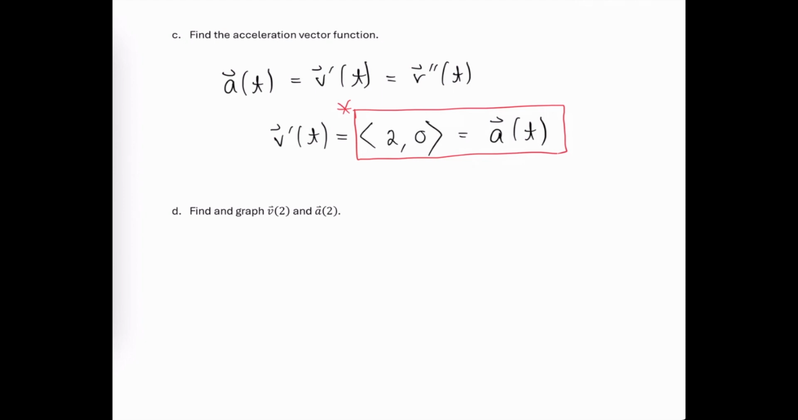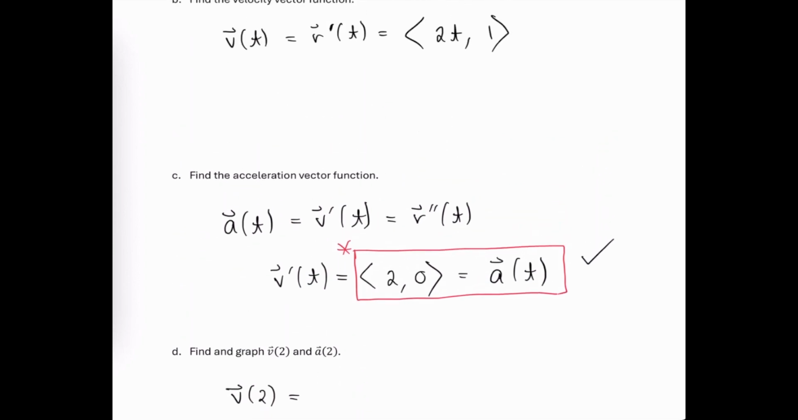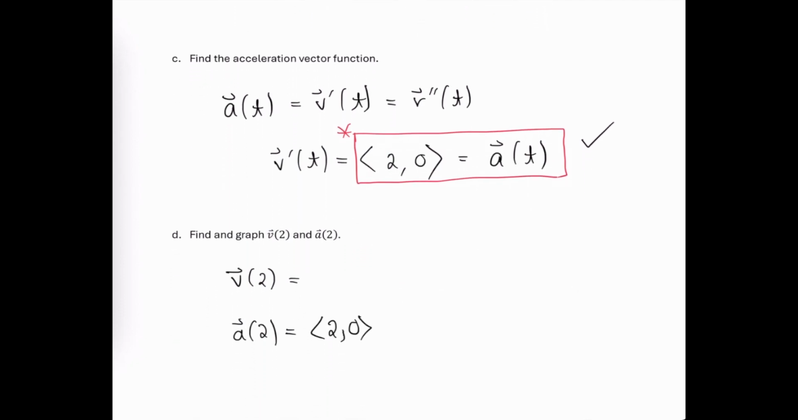Now, let's consider part D, where we are asked to find the velocity vector at time equal to 2 and the acceleration vector at time equal to 2. Well, we know that the acceleration vector is going to be the constant vector (2, 0), because it doesn't matter what we plug into the parameter when the acceleration vector is a constant. The velocity vector, however, turned out to be 2t as the x component and 1 as the y component, so we'll plug that value 2 into the parameter, so it's 2 times t, and then 1 is the output, so I'm going to have (4, 1) as the velocity vector at time equal to 2.